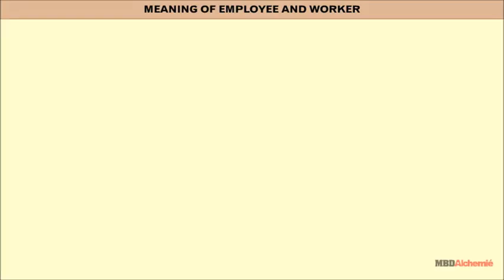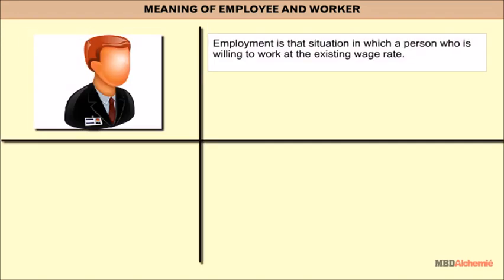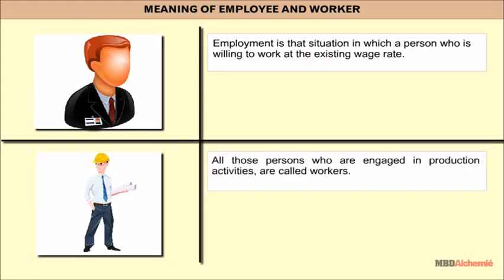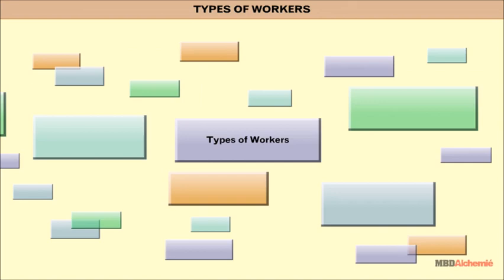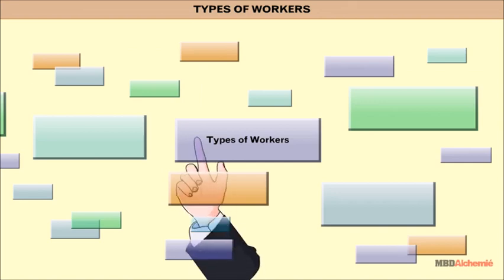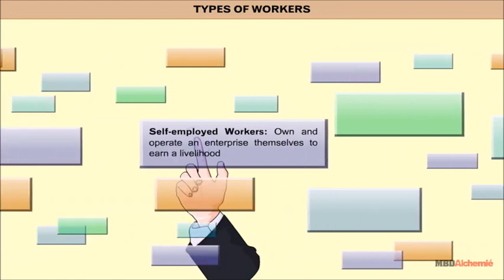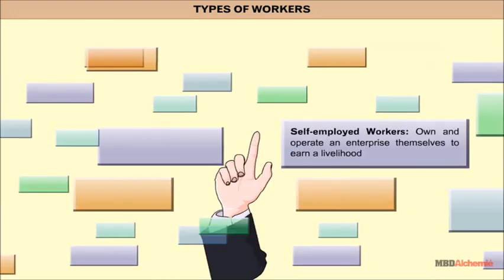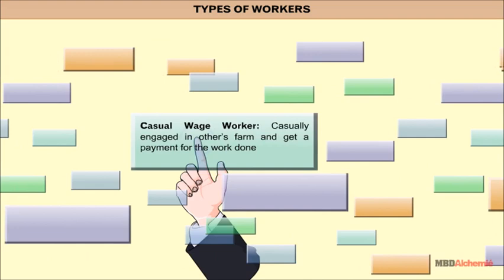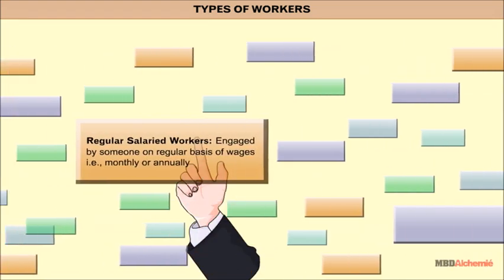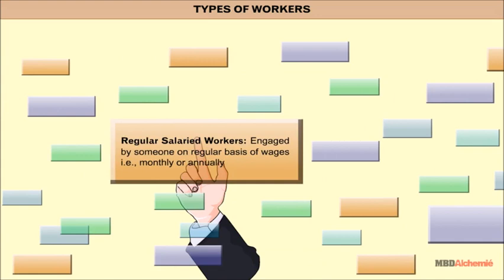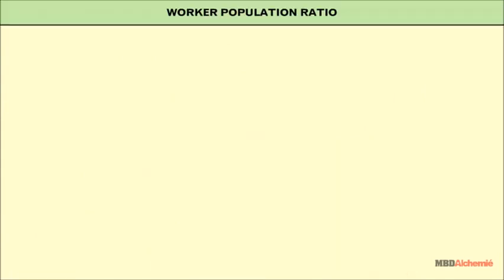Meaning of employee and worker. Employment is that situation in which a person is willing to work at the existing wage rate, whereas all those persons who are engaged in production activities are called workers. Types of workers. Workers are of three types: self-employed workers, casual wage workers, and regular salaried workers.